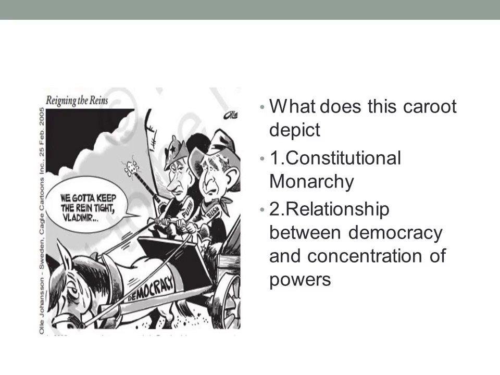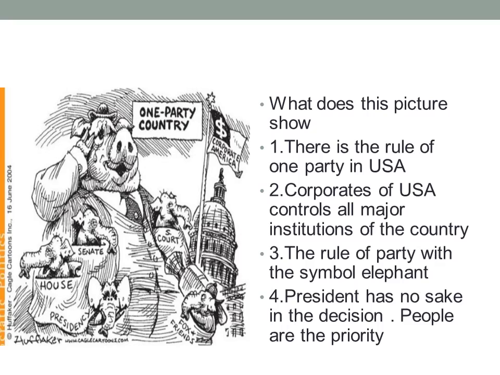Right, now this is a very interesting slide. What does it show? It is on page number 84 from the chapter on political parties. At first glance you can go for the first option, one party country, so you will say that it is the rule of one party in USA, the simplest option that you could think of. But that would be wrong.